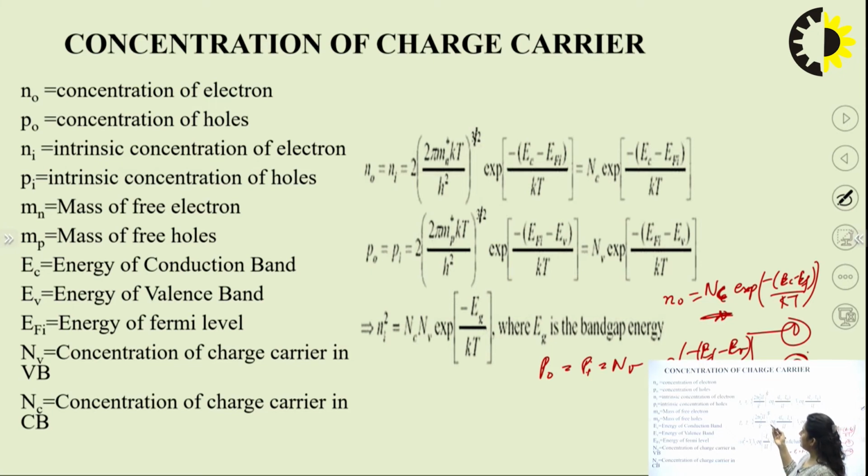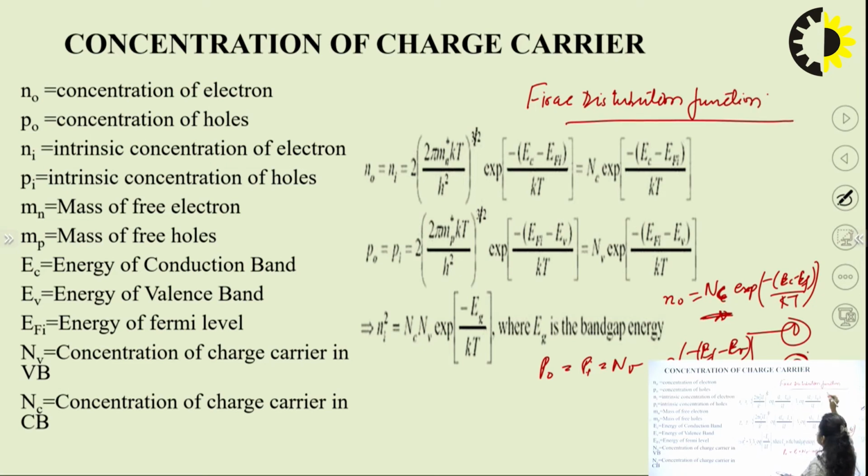The intrinsic concentration is defined as Ni, and the total concentration of electrons is defined by N0. So N0 is equivalent to Ni, which is equal to Nc exponential minus (Ec minus Ef) by kT. And this comes from the Fermi-Dirac distribution function. We will discuss it later on.